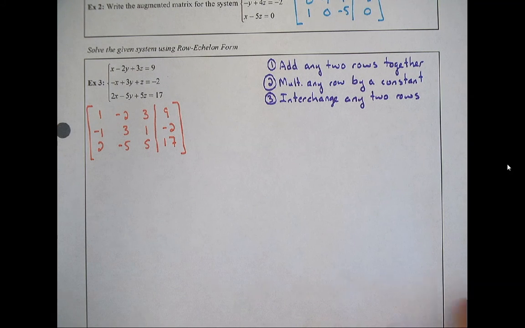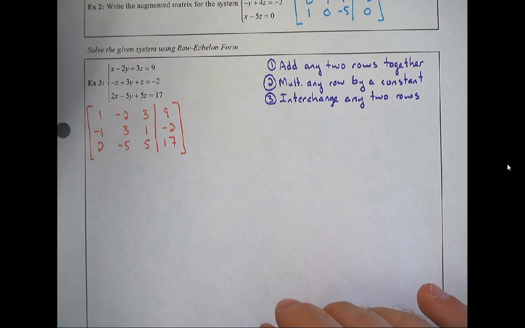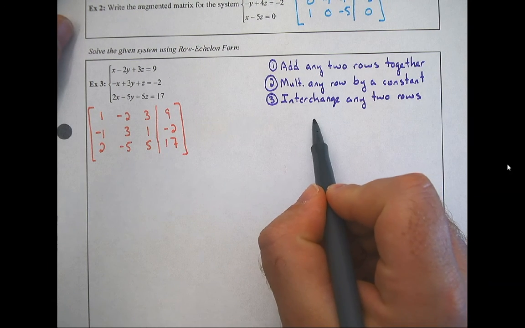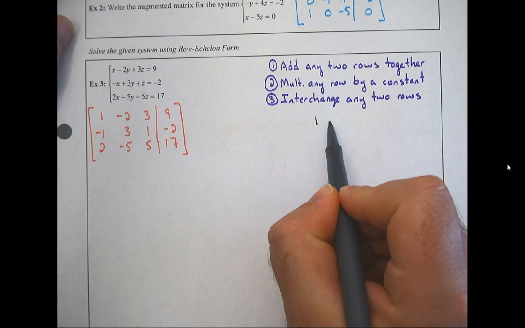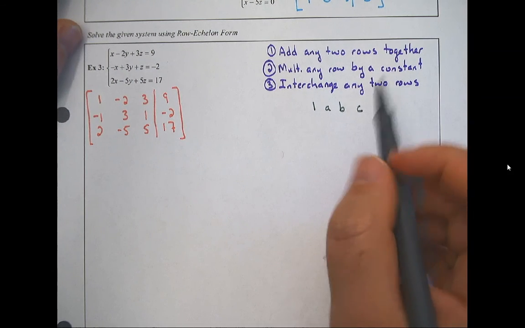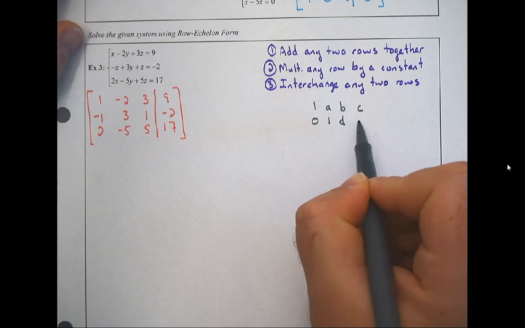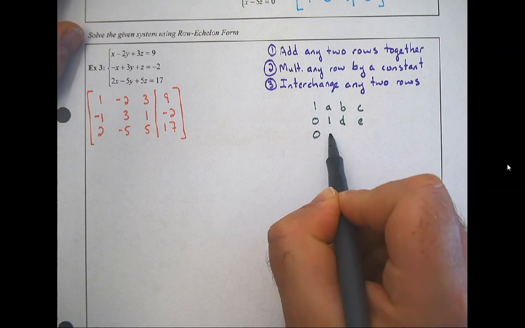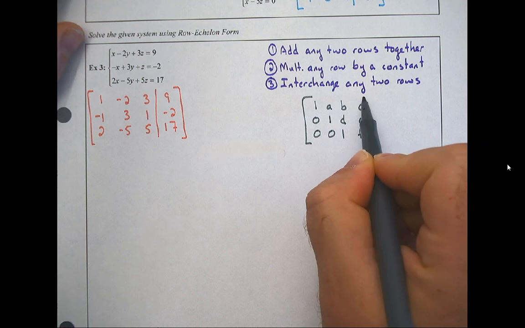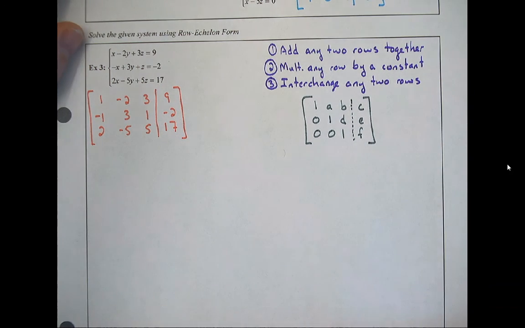So what we're trying to get is we want our augmented matrix to look like this. 1, then I don't care, and I don't care. Those could be any sort of numbers. Then a 0 and a 1, and then I don't care what these numbers are. Then a 0, and a 0, and a 1, and I don't care what this number is. This is what we're trying to get our augmented matrix to look like.